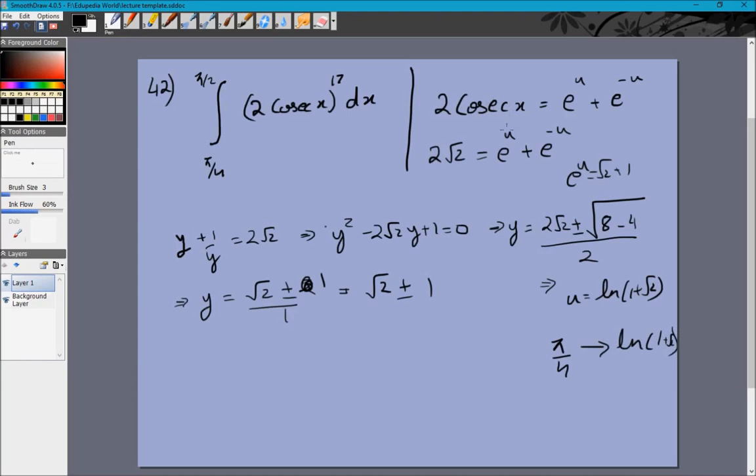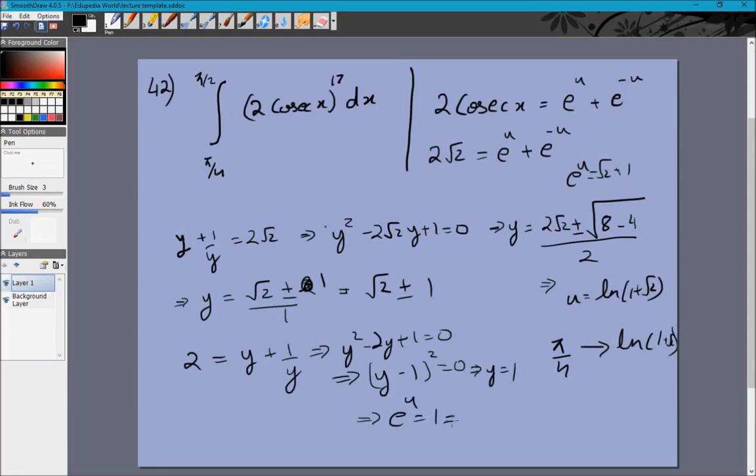Similarly, what does pi by 2 go to? If x is pi by 2, sin x is 1, cosec x is 1, so you get 2 is equal to e to the power u plus e to the power minus u, or y plus 1 by y, which means y squared minus 2y plus 1 is equal to 0, which means y minus 1 whole squared is equal to 0, so y is equal to 1, which means e to the power u is equal to 1, which means u is equal to 0. So pi by 2 goes to 0.